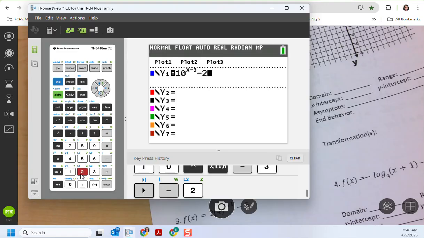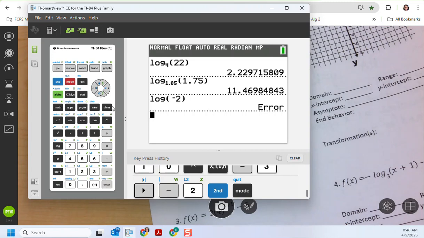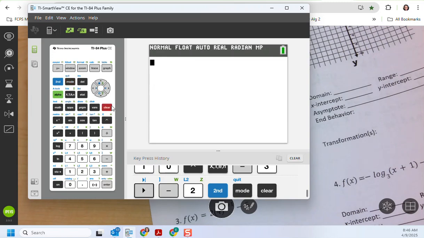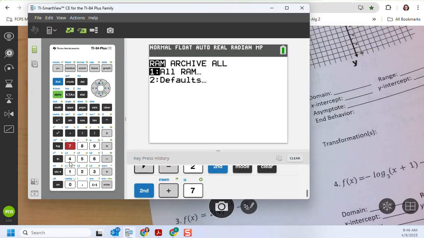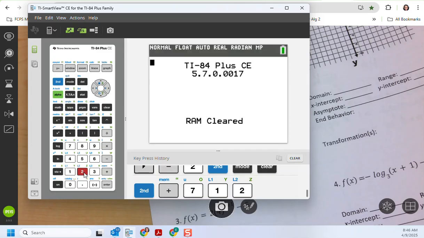My IB students may have used these calculators and messed up the settings. Actually, before we even do this, let's just clear the memory. They have weird windows that they use in the IB math class, so let's restart. Let's second quit out of that. So quit out of your y equals, and then we're gonna clear your memory. Second plus 7, 1, 2.